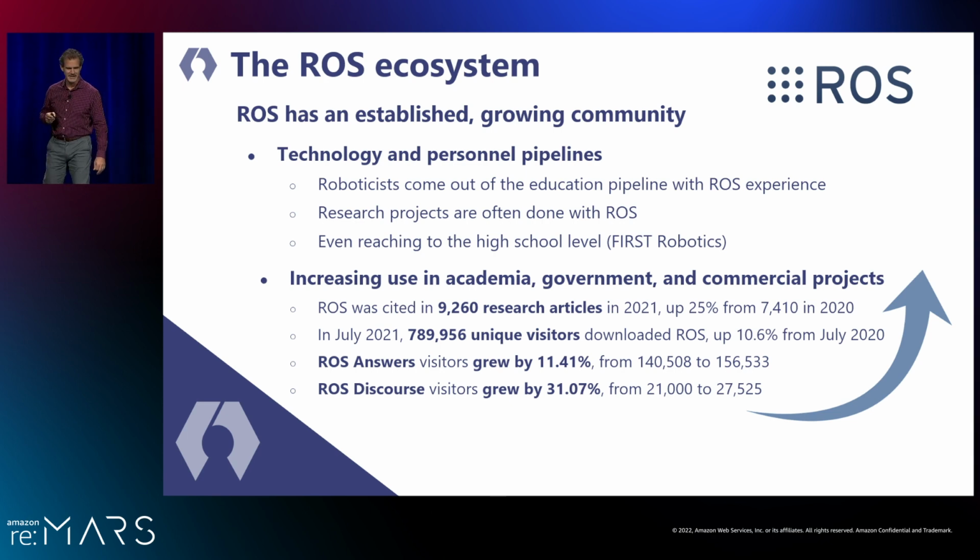There, that's it. So ROS has a thriving ecosystem of developers around the world that contribute to ROS. For example, the most recent release of ROS is called Humble Hawksbill. It had contributions from 198 different sources in academia, government, and industry. So ROS is also commonly used at the university level and sometimes even down to high school robotics teams. So this is a great benefit, so that roboticists come out of the education pipeline with ROS experience already.